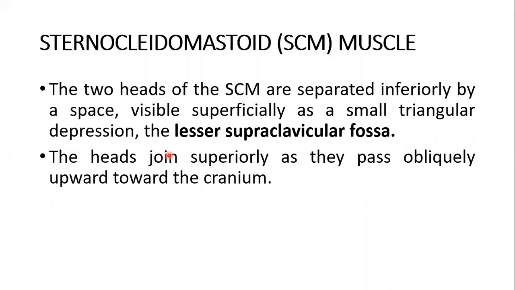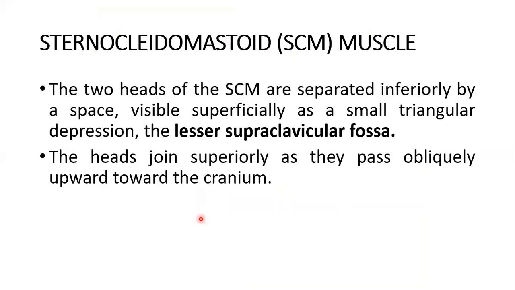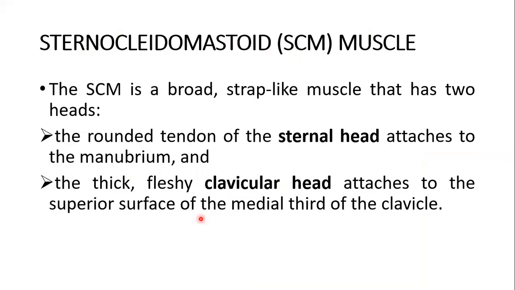I told you the word lesser supraclavicular fossa. See again, this is present, not shown clearly over here, but it is present above the clavicle between the two heads of the sternocleidomastoid, which is the clavicular head, this big fleshy part, and this tendinous part from the sternal head. The sternal head and the clavicular head contain this lesser supraclavicular fossa. So this is the sternal head and the clavicular head.